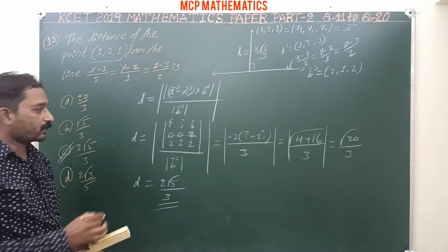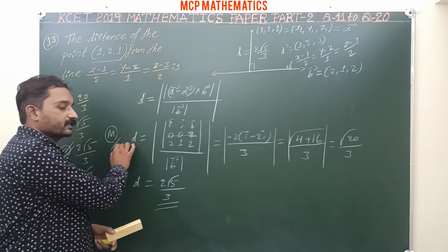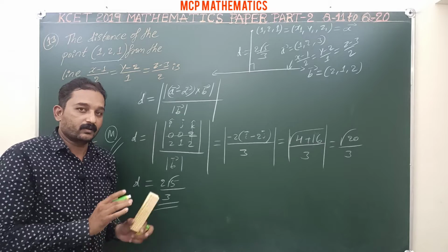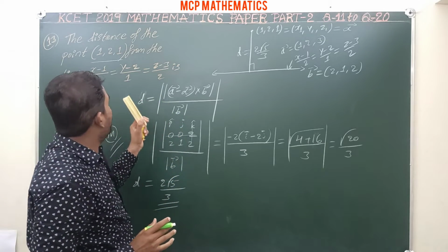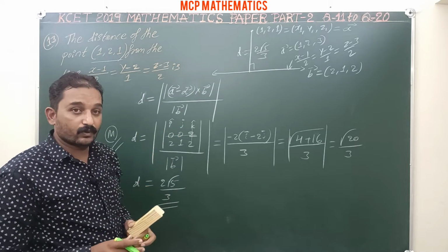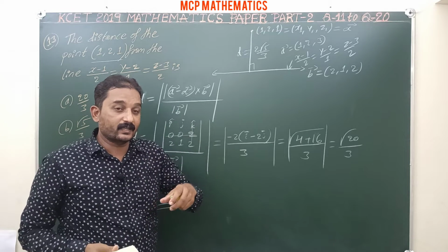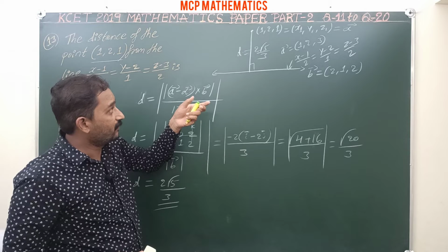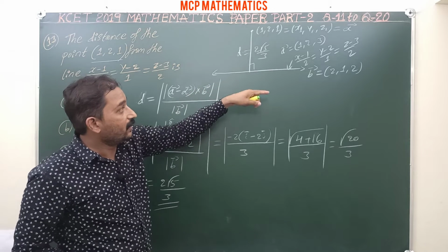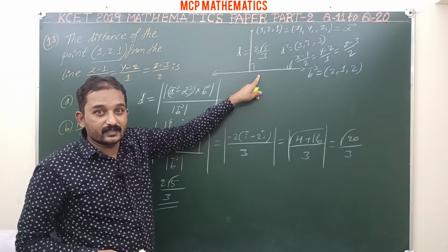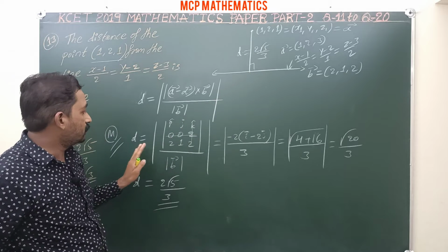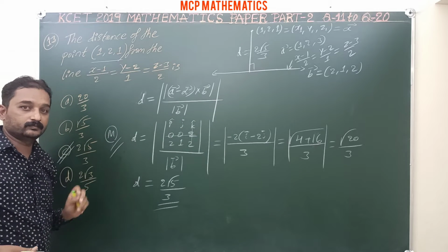So this is a moderate problem. Few students attempt this question easily because in the NCERT textbook we find the distance of a point from the plane. Here in this case we have to find the distance of a point from the line. So this is difficult, so most of the students skip this question. Take down.